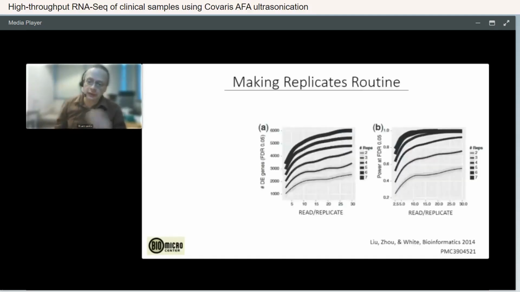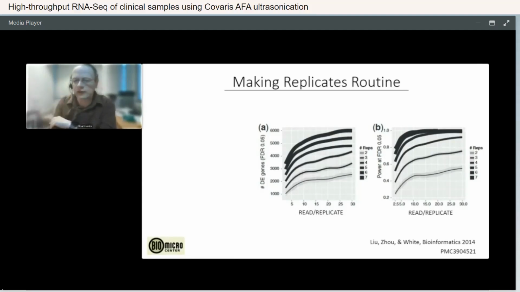In one of these papers, Lee et al. from Bioinformatics, about a decade old now, they did a really nice experiment where they simply graphed some RNA-seq data. This is, in fact, from yeast. And they graphed the number of differentially expressed genes that they observed as compared to the number of reads per replicate that they saw.